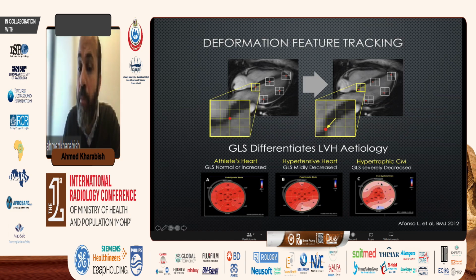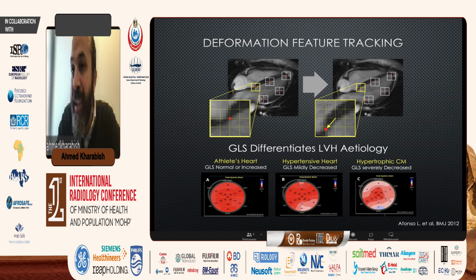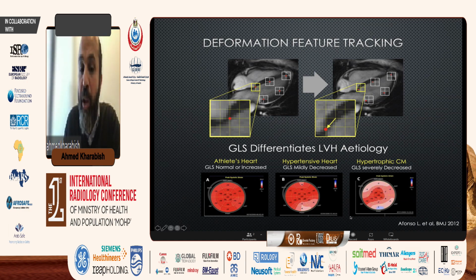And in hypertrophic, it is regional because mostly the global longitudinal systolic function is reduced in areas where the cardiac segments are hypertrophied, compared to hypertension, which is mostly affecting most of the segments, but in athlete heart it's completely normal global longitudinal systolic function.